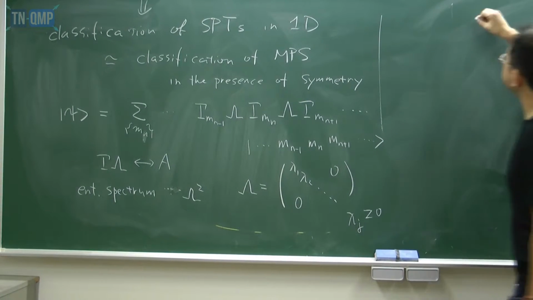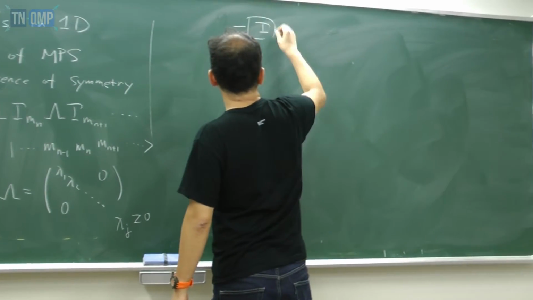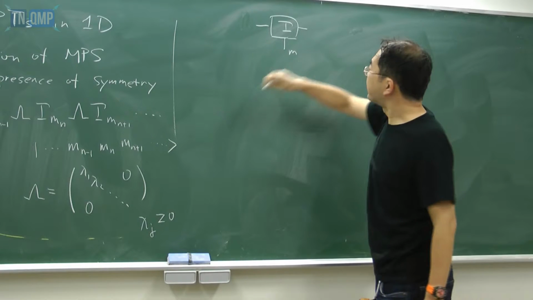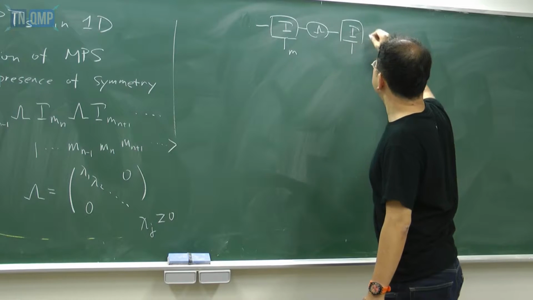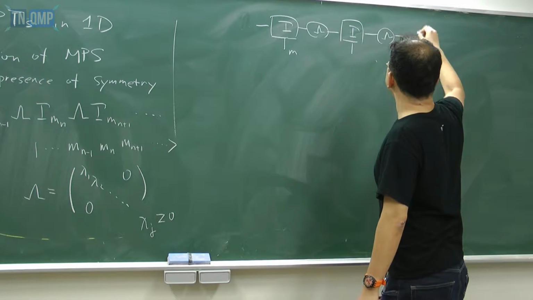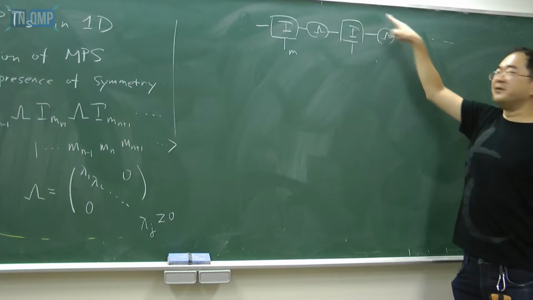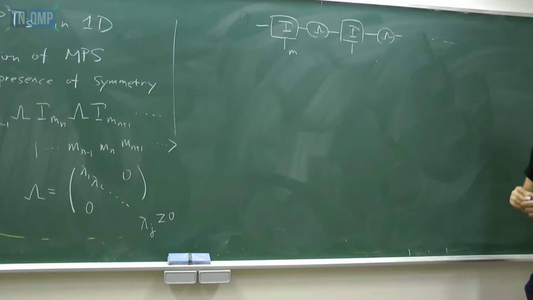So graphically, this means that we have some gamma matrix with some physical index m, and then I multiply with lambda, gamma, and so on. Some people put these two together and call it A. It's just a different convention. Okay. Then, as Roman explained, you can calculate correlation functions and so on.